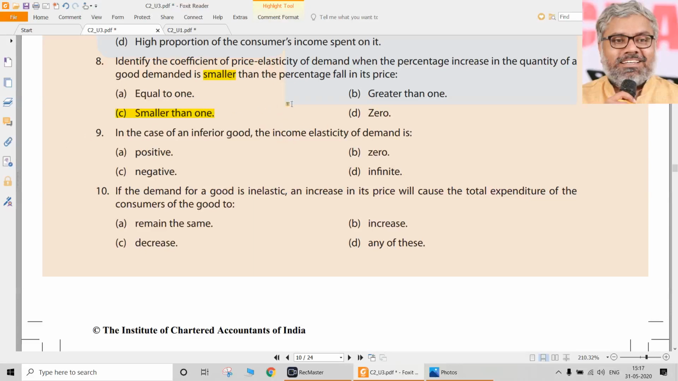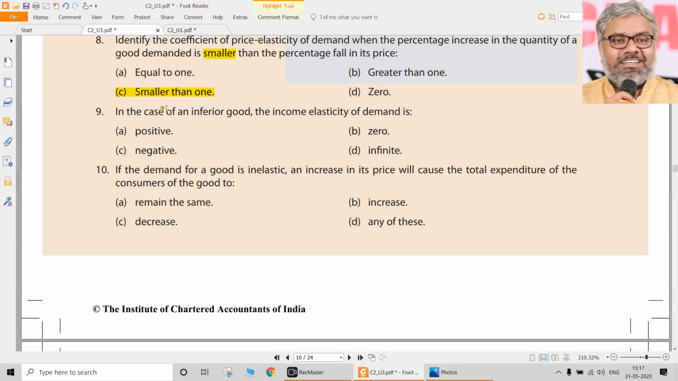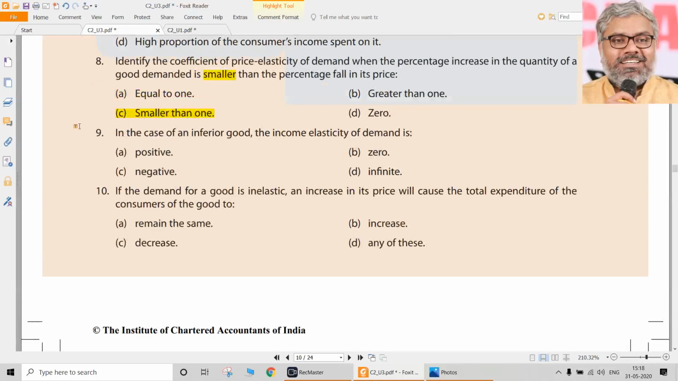That's it, straight question. Numerator, that is the percentage change in the quantity, increase or decrease, whatever it may be, and denominator is the percentage change in price. If the numerator is smaller than the denominator, naturally the elasticity of demand is going to be smaller than 1. That is option C for question number 8.